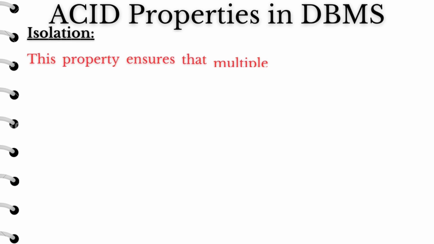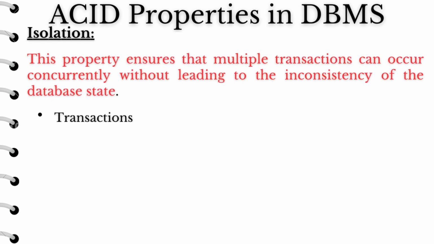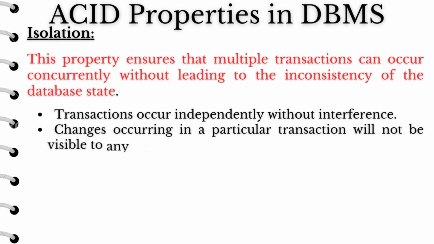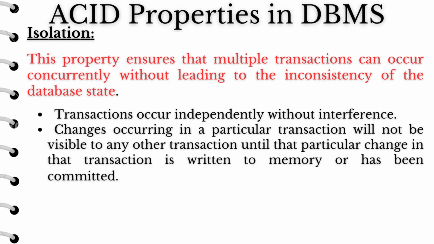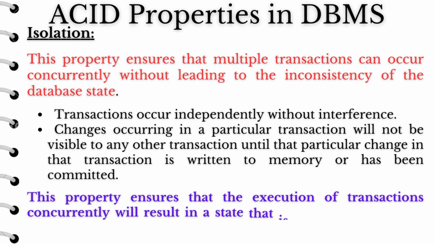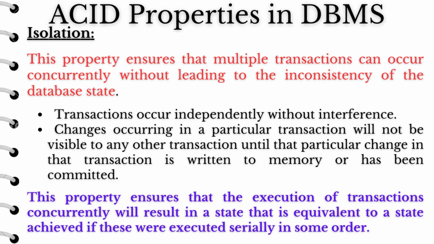I stands for isolation. This property ensures that multiple transactions can occur concurrently, without leading to the inconsistency of the database state. Transactions occur independently without interference. Changes occurring in a particular transaction will not be visible to any other transaction until that particular change in that transaction is written to memory, or has been committed. This property ensures that the execution of transactions concurrently will result in a state that is equivalent to a state achieved if these were executed serially in some order.